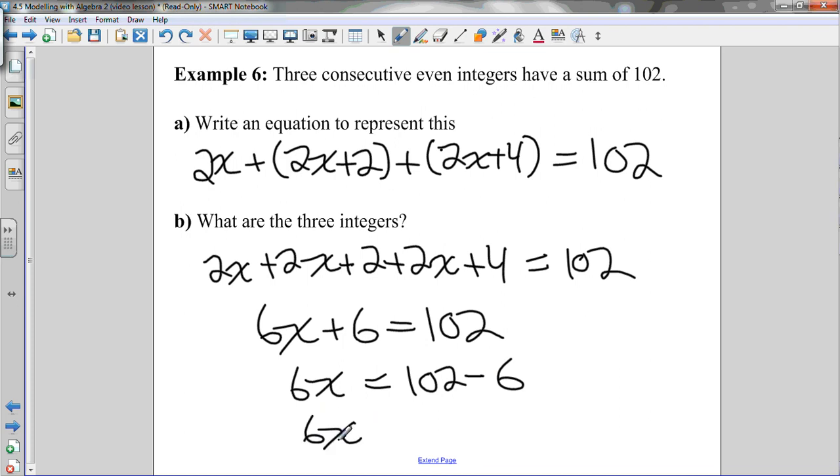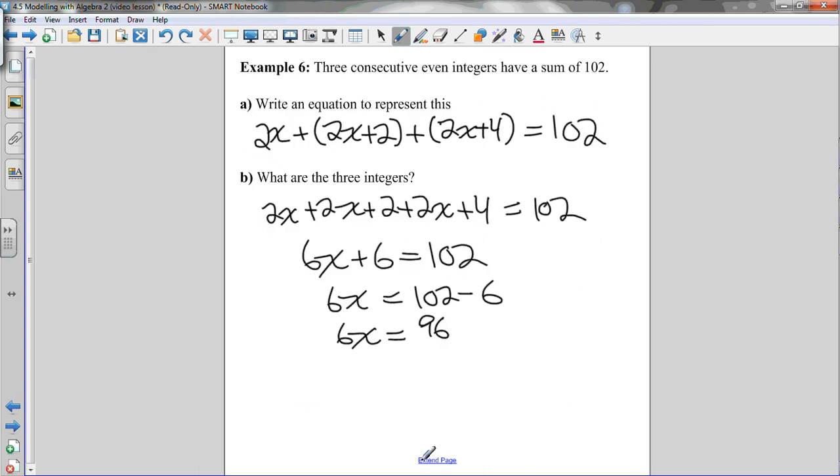So I have 6x equals 102 minus 6. 102 minus 6 gives me 96. Now I have 6 times x equals 96. The opposite of multiplying x by 6 is dividing by 6. So to get this 6 to the other side, I must divide by 6. So I have x equals 96 over 6, and that gives me 16.